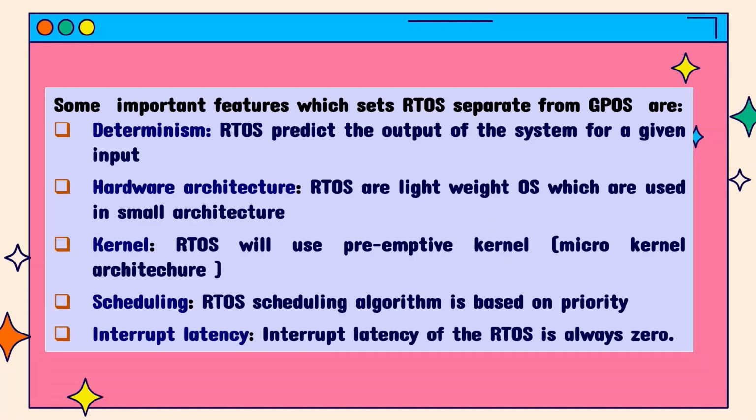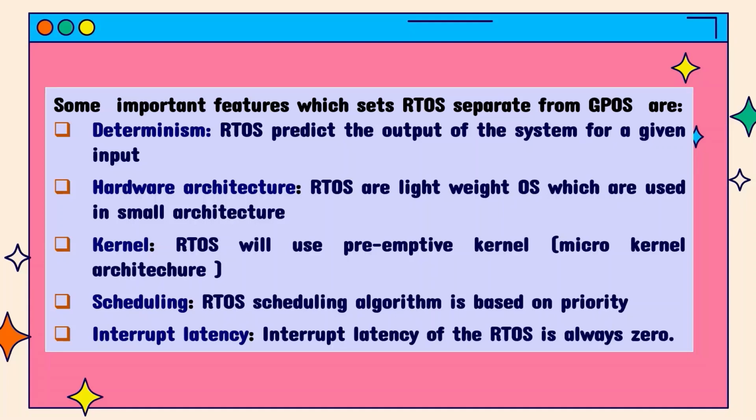For GPOS, throughput, that is, the number of processes that complete at one time, is high. For RTOS, throughput is always low. RTOS uses rate monotonic, earliest deadline first, and preemptive scheduling algorithms, whereas GPOS uses fair scheduling algorithms like round robin, shortest job first, etc.